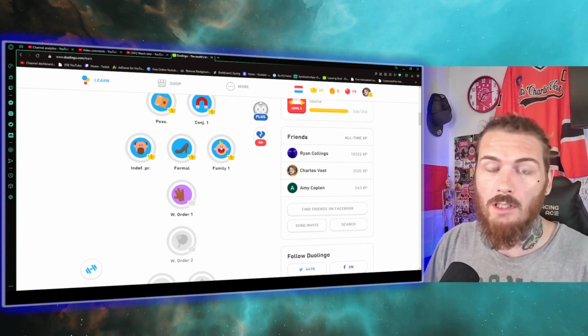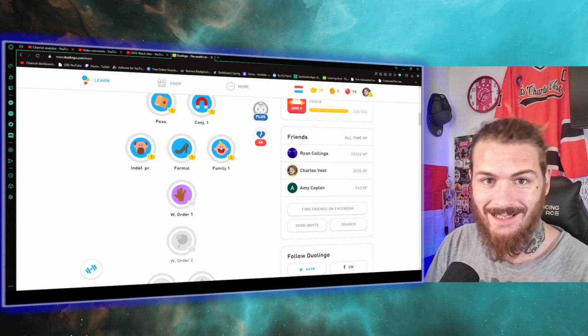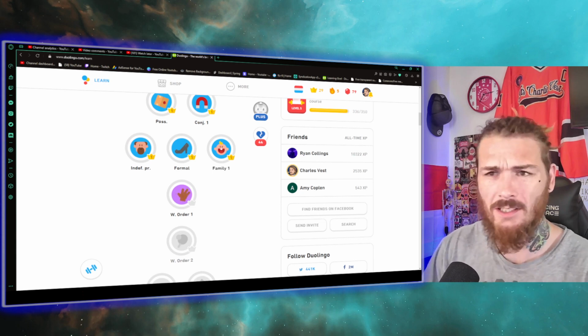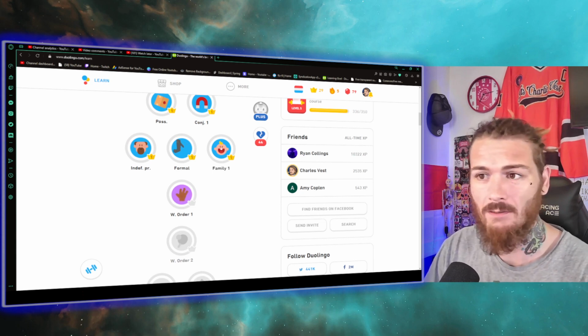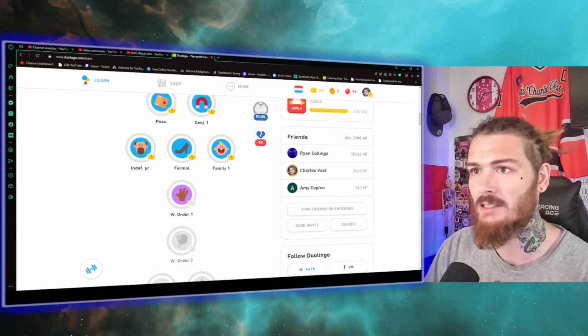This one I'm kind of excited about because, let me switch my screen over here. Word order 1. This is something that has been confusing me, right? Because sentence structure, the word order in general, is way different than English. Obviously, you probably know if you speak Dutch and English.